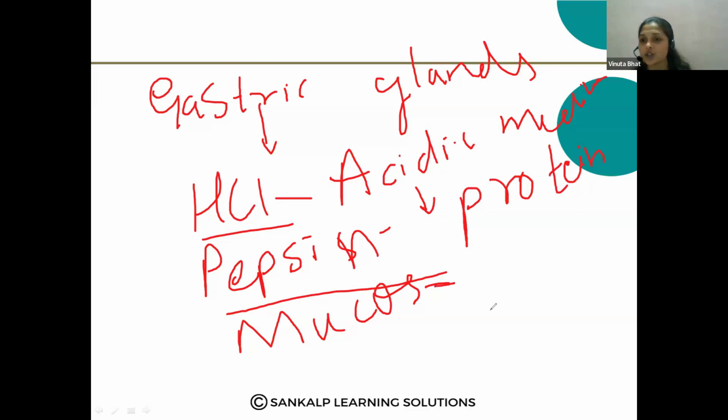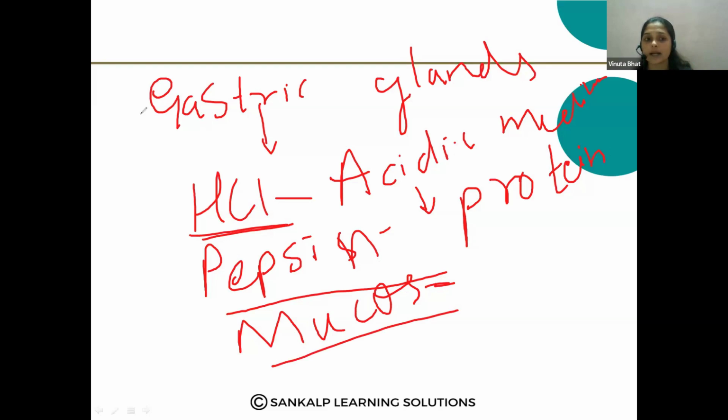And what is the function of the mucus? This mucus prevents the walls of the stomach from the HCl. So HCl is an acid, right? So the acid in the walls of the stomach is prevented by the mucus.